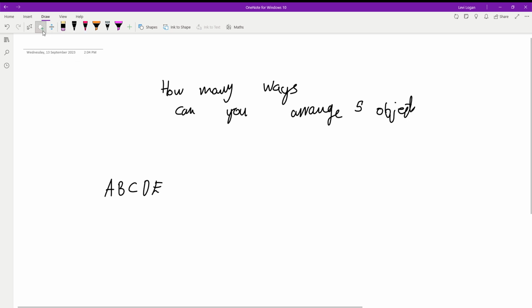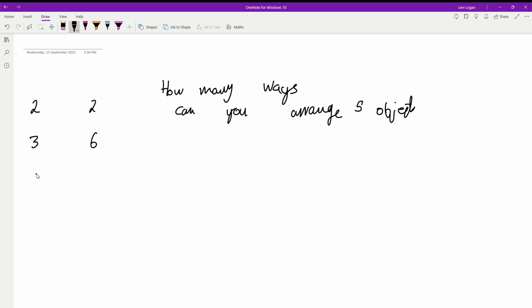So let's consider our previous examples. Two objects, there was two ways. Three objects, there's six ways. And now we want to work out what five objects gives. So consider your five objects, and you've got five placeholders. You've got the first placeholder, second, third, fourth, and a fifth. So to work this out, we think, how many objects can I place in the first placeholder? I've got five objects, so I can place five there.